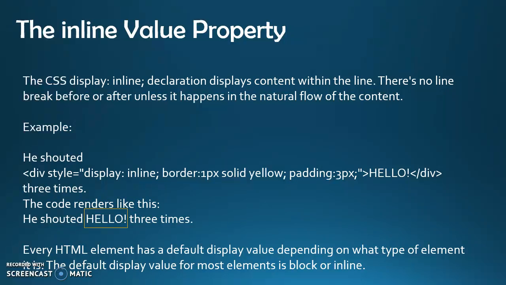The inline value property. The CSS display inline declaration displays content within the line. There's no line break before or after unless it happens in the natural flow of the content. For example, in this sentence, he shouted hello 3 times. With putting the inline in the div, we can see that the code renders like this: he shouted hello 3 times. Because it's inline, it doesn't affect it at all. Everything just runs together, except if that was at the very end of your container. Every HTML element has a default display value depending on what type of element it is. The default display value for most elements is block or inline.